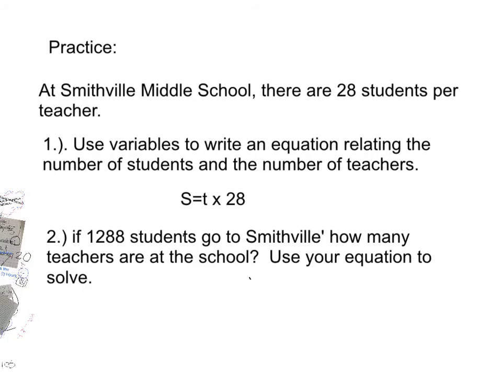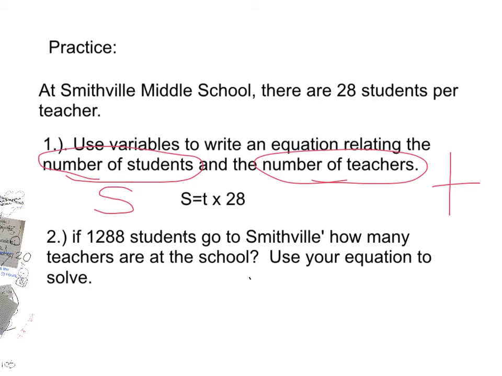All right, did you get S equals T times 28? Good, so this is how you would solve this. First, identify your variables in the statement. Our first variable is number of students. We'll use S to represent that, and then number of teachers, and we'll use T to represent that.